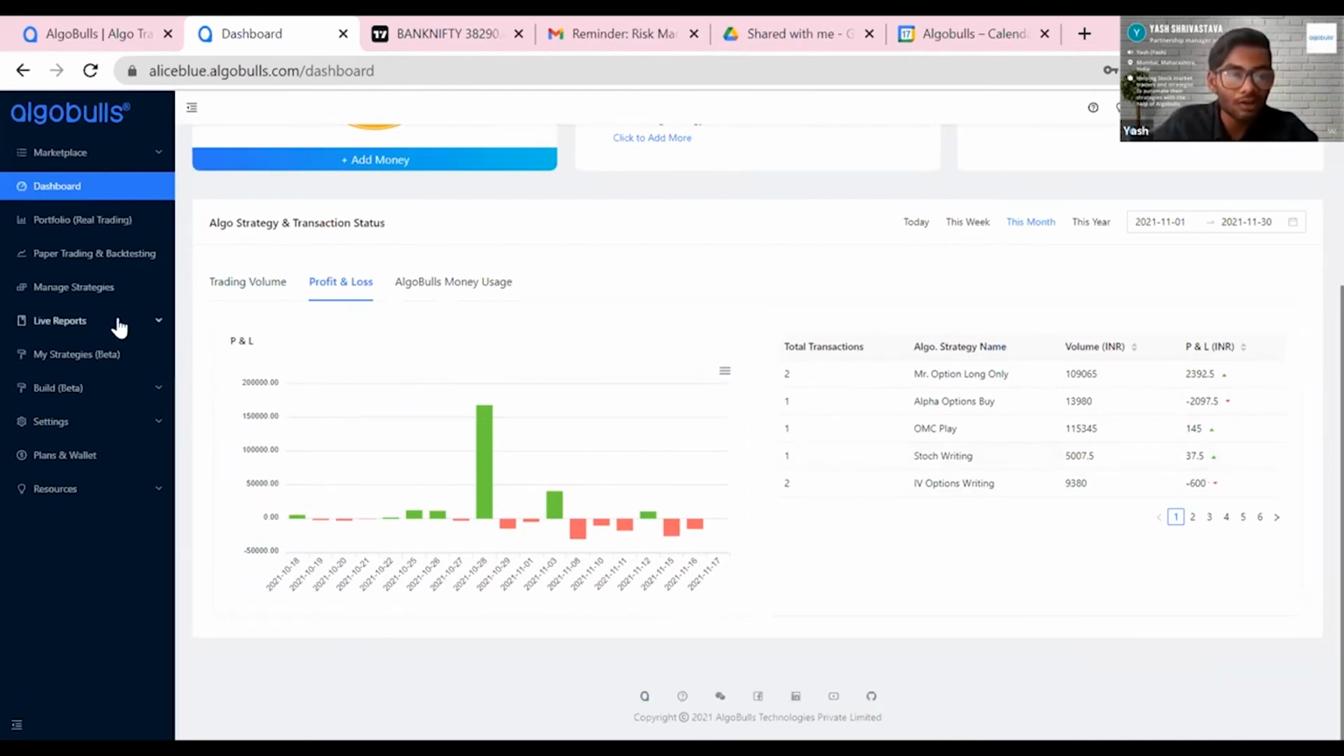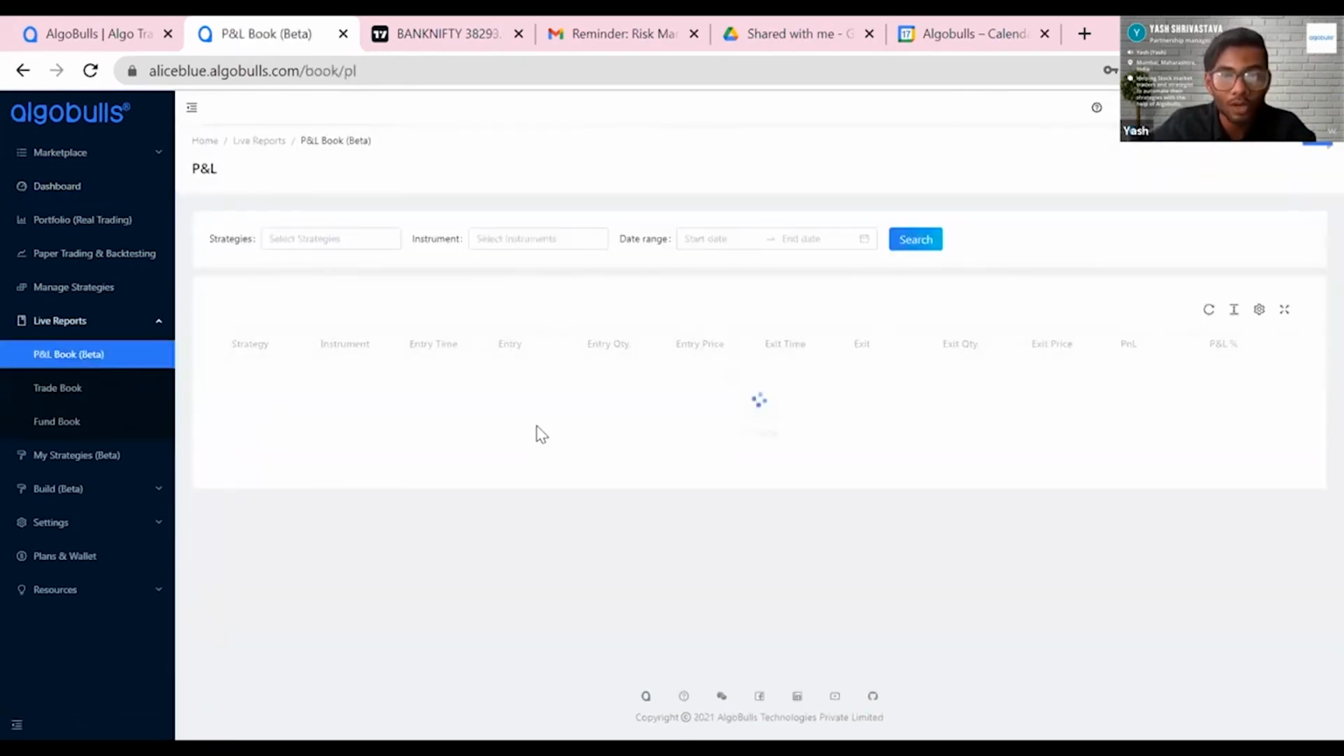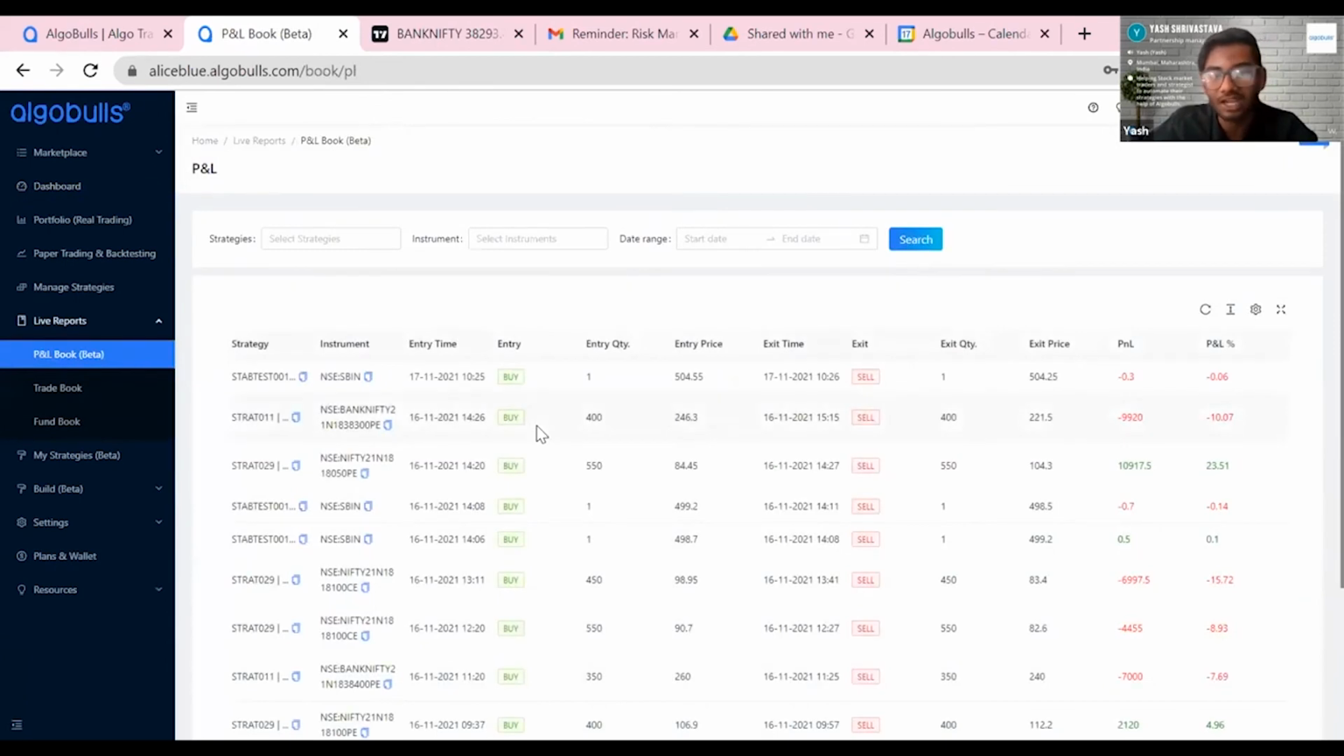To keep track of all the strategies, you can go to the P&L book, which is going to show you when the order was placed from the AlgoBulls ID and what the confirmation of the order was. You could see a strategy on SBI, a sell for one quantity, and this is the current P&L running. You could see Nifty Bank. This was the entry quantity, in terms of quantity, not lot. This was the entry price, and you could see the exit price and what net loss or net profit was booked.